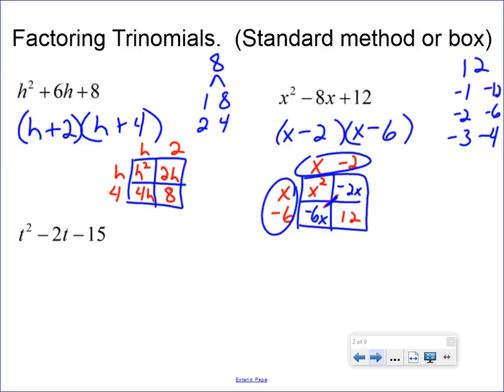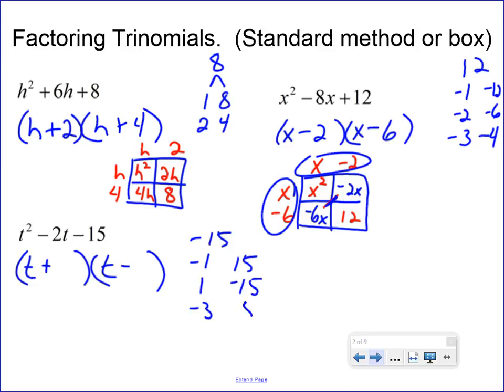Okay, if I look at this next one, again, if we thought about patterns, the last term is a negative, and the middle term is a negative. If the last term is negative, you should remember that you should have one positive and one negative in the middle. Okay, so we're looking for factors of a negative 15. So those would be a negative 1 and a positive 15, a positive 1 and a negative 15, a negative 3 and a positive 5, a positive 3 and a negative 5. So of those sets of factors, which ones add up to a negative 2? That would be the negative 5 and the positive 3.